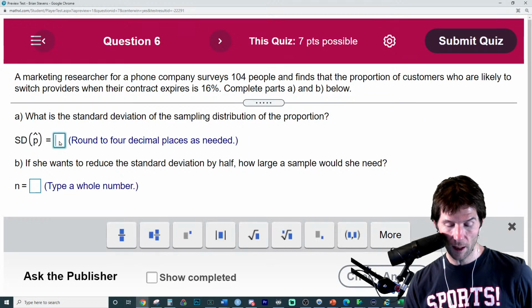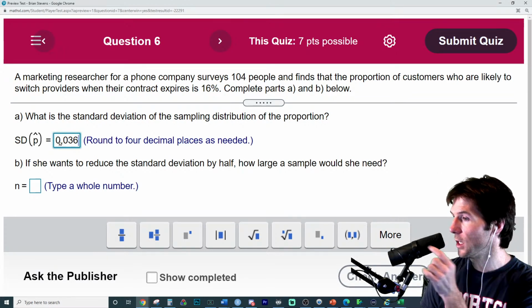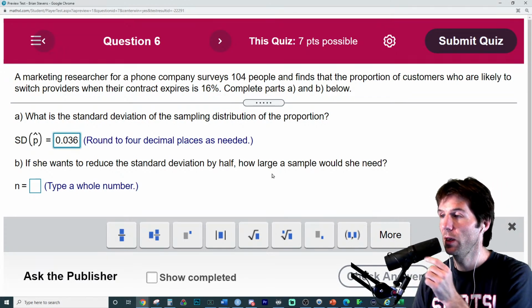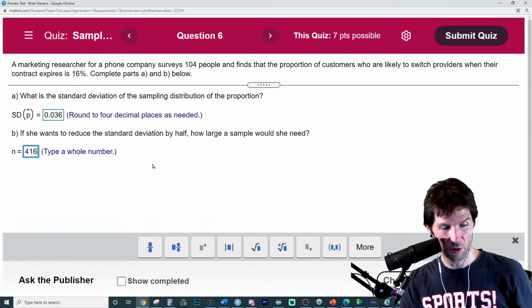Now the last question right here seems super tough because it says, if we want to reduce the standard deviation by half, then how much would we need to sample? Well, we just think really hard and we say the answer is 416.